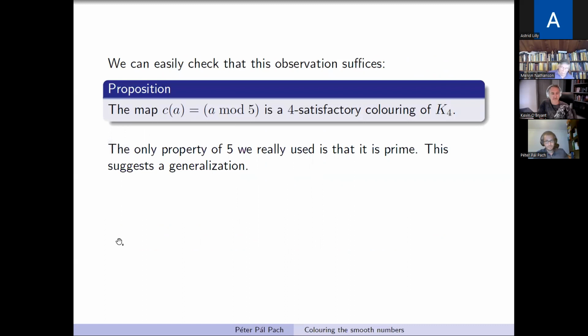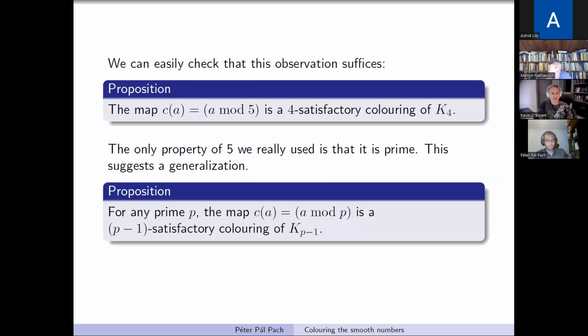And also, instead of 5, we can take any other prime. So if p is a prime, then by defining the color of a (p-1)-smooth number a to be its residue mod p, we get a (p-1)-satisfactory coloring. The color classes are the non-zero residue classes mod p, and it is immediate to check that this is indeed (p-1)-satisfactory. So at least for infinitely many values of n, there is indeed an n-satisfactory coloring. This is the case if n is 1 less than a prime number.